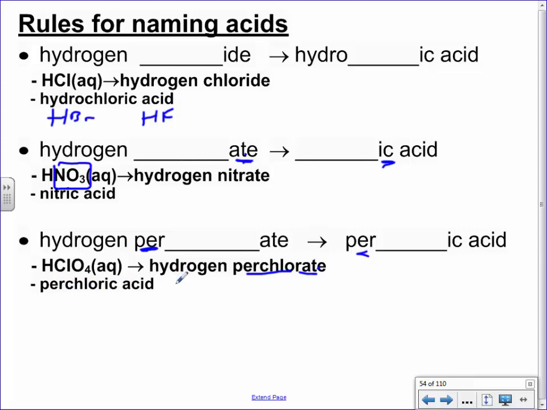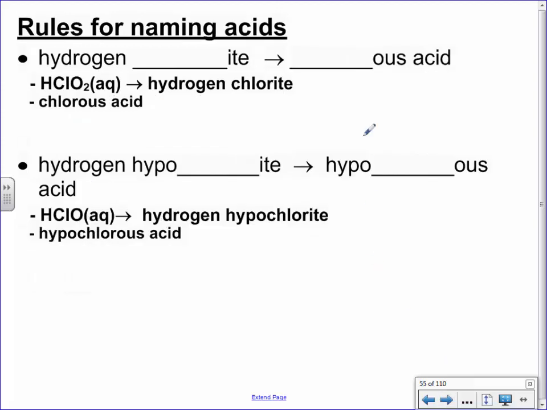So if it's binary, add a hydro in front. If it's an ate, make it an ic. And if it's an ite, make it an ous. And again, my silly little rule for that is when you get into a fight, ite fight, and someone punches you in the gut, you say ous, because you got hit. It's dumb, but it works, I hope. So anyways, if you have a hydrogen chlorite, it's chlorous acid. The ite turns into an ous. If you have a hypochlorite, it becomes hypochlorous. So those are your special rules for naming acids.